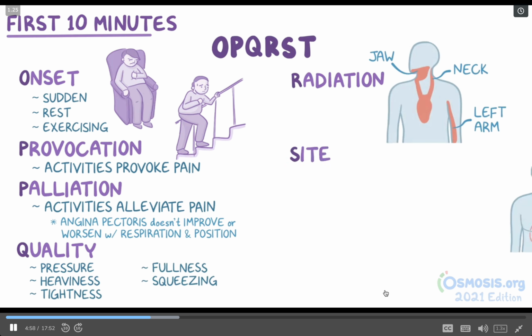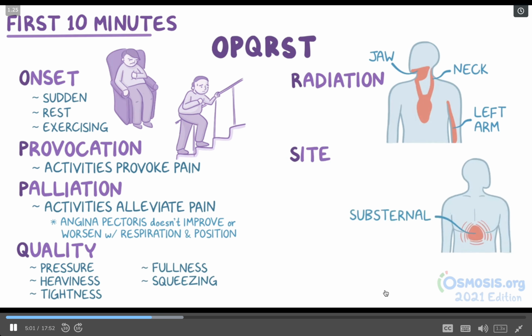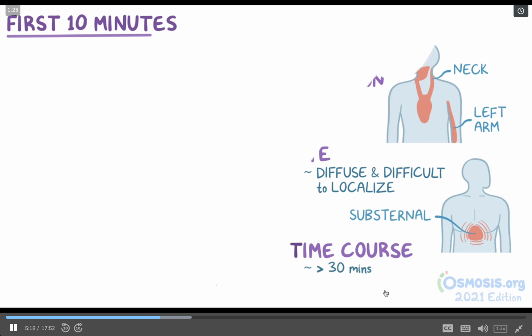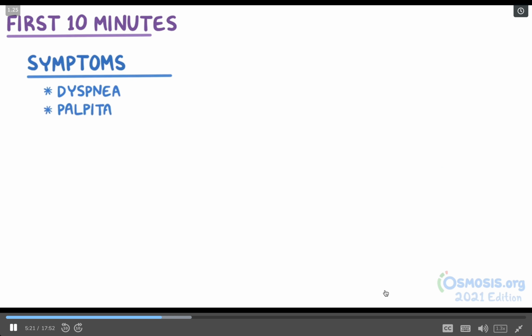S stands for site, which typically is substernal or in the left chest, and the pain is usually diffuse and difficult to localize. If a person can point to the site of pain with a single finger, it's less likely due to cardiac ischemia. Finally, T stands for time course, which typically lasts over 30 minutes. Myocardial ischemia can also cause dyspnea, palpitations, nausea, and increased sweating.